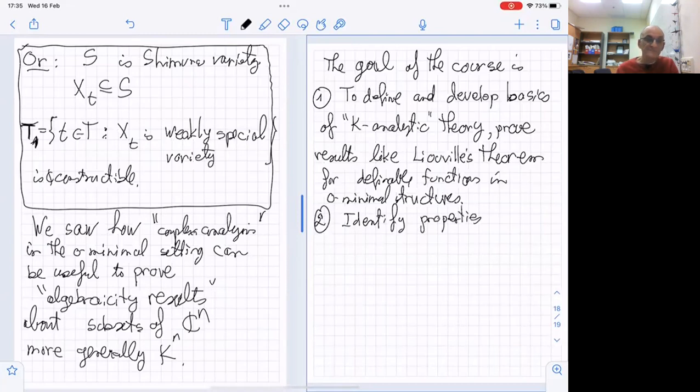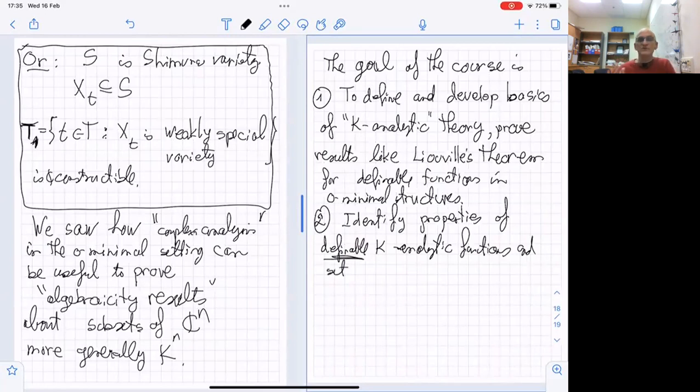Second, identify properties of definable K-analytic functions and sets. When I say definable, I will always mean in an o-minimal setting, even if I forget to say that. For example, what we did today was one special property: no essential singularity.